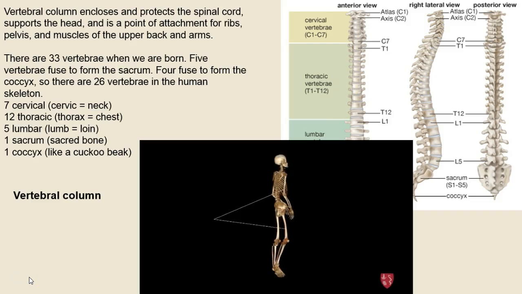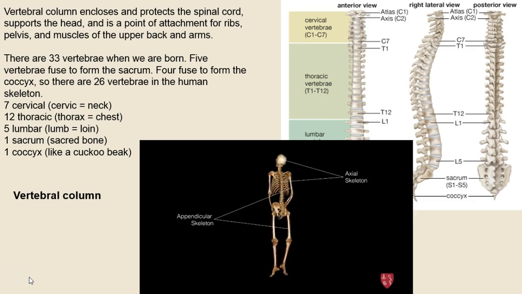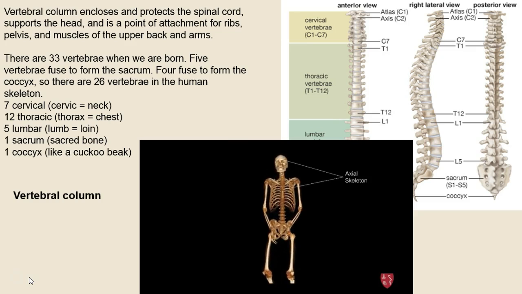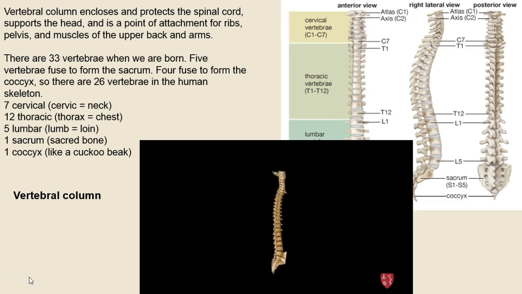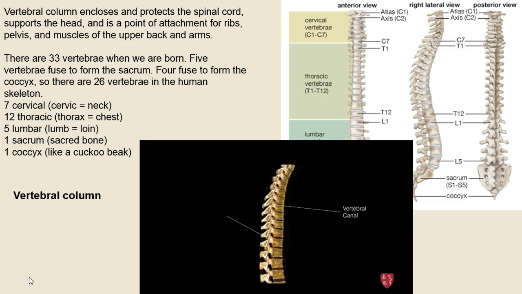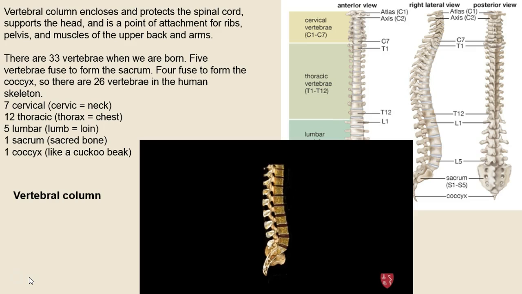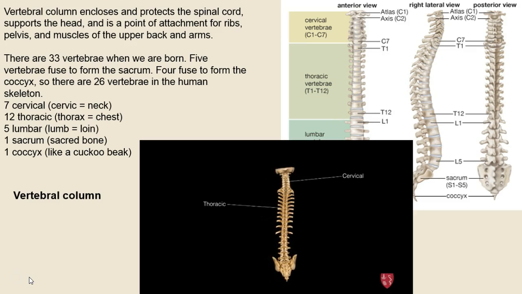We're looking at the vertebral column in this lecture. If you remember, there's an appendicular and an axial, so we're focusing on the axial. We're born with 33 vertebrae, but by adulthood, we're down to 26. 7 of these are going to be cervical, 12 are thoracic, 5 are lumbar, and 1 sacrum, and the coccyx. Those last 2 are fused, and I'll talk about those later.